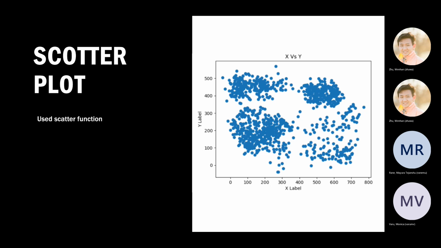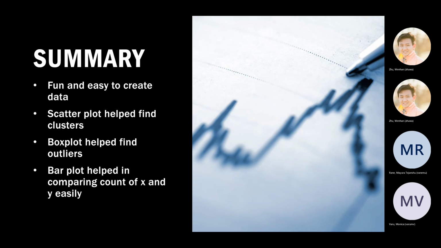And let's go back to our summary. On the summary, we can see this is a fun and easy data set. The data was easy to create, and it's really fun to work with. Overall, with all the graphs, we can see the scatter plots help us find the clusters in our data, our box plots help us find the outliers, and our bar plots help us find the comparison in count of X and Y very easily.